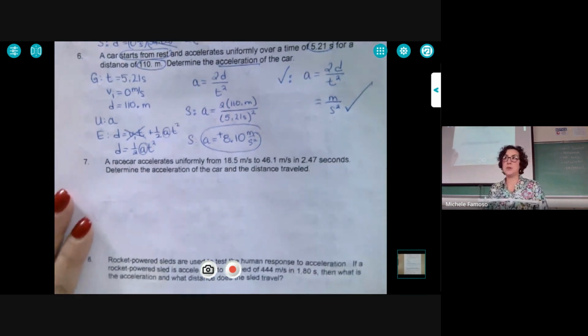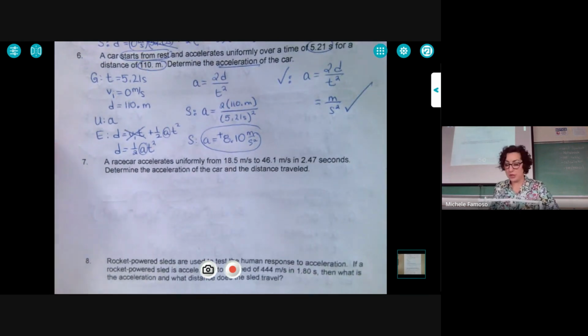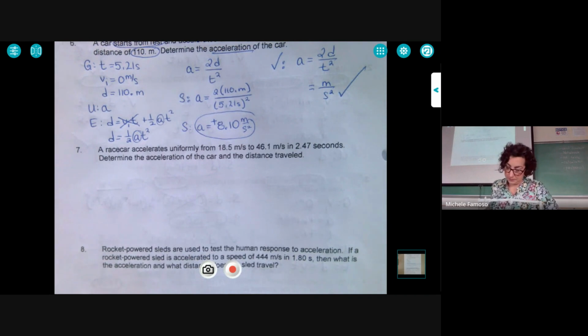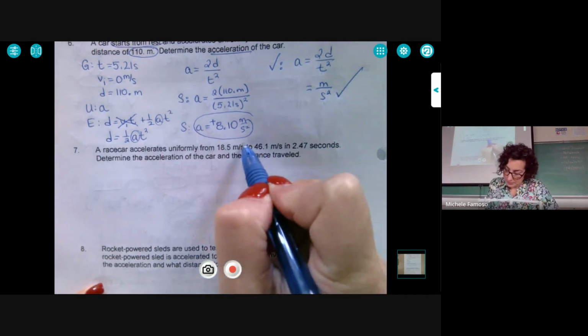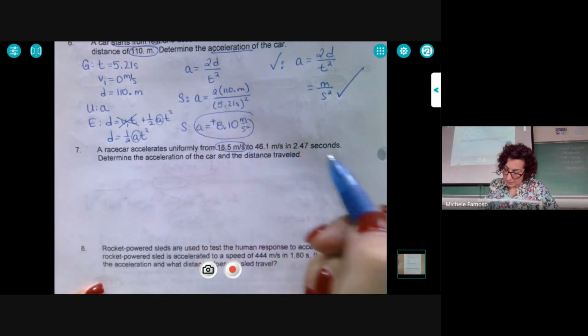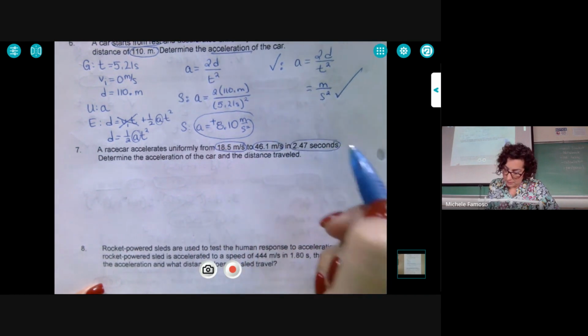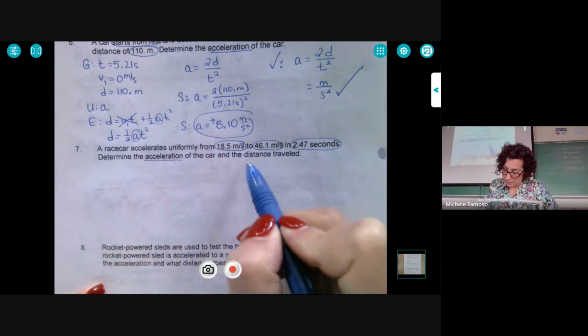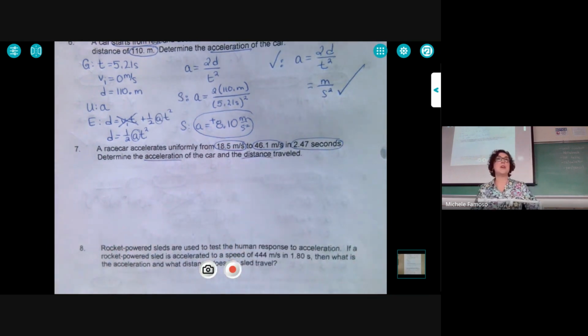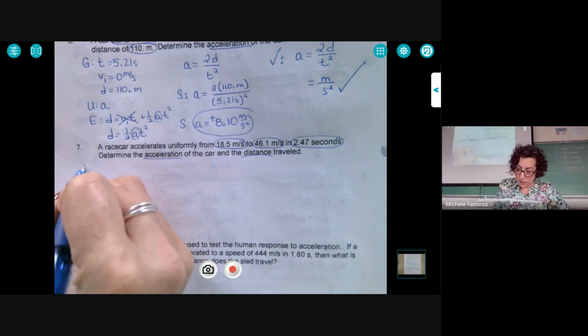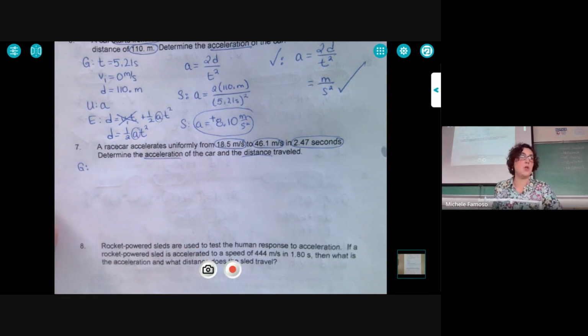Okay, number 7. Christian, go ahead and read this for us. A race car accelerates uniformly from 18.5 meters per second to 46.1 meters per second in 2.47 seconds. Determine the acceleration of the car and distance traveled. Oh, so this wants 2 things. All right, how about a given? We're just going to create one givens list for the whole thing.